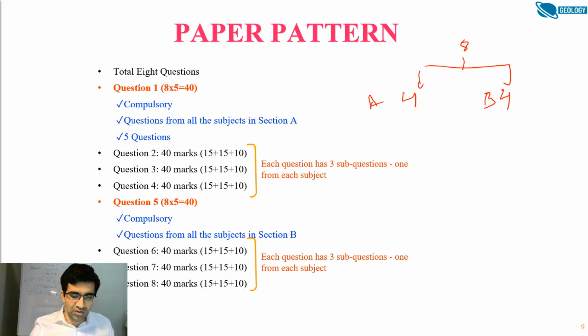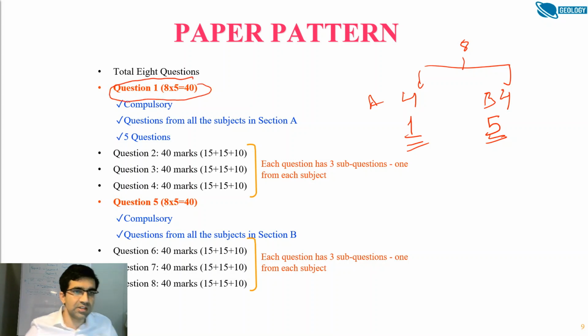So the first section you have to cover, from section A, is compulsory. That makes question number 1. That is the first question in section A, and then you have 3 questions after that, and the first question in section B is the fifth question. Question number 1 and question number 5 are compulsory.